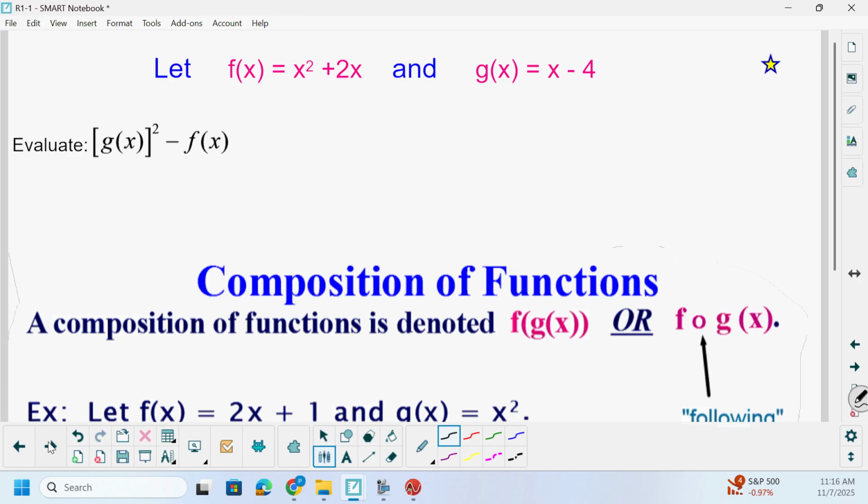So it's saying we want to take g of x and we want it to be squared. So we're going to take our entire x minus 4, which is g of x, and we're going to square it. And then it's saying we want to do minus f of x. So we're going to do minus, and then we need to make sure we subtract the entire f of x. So we're going to put f of x in parentheses.